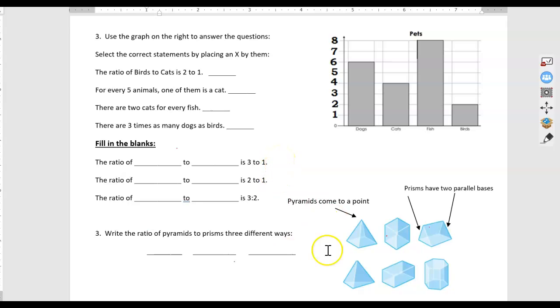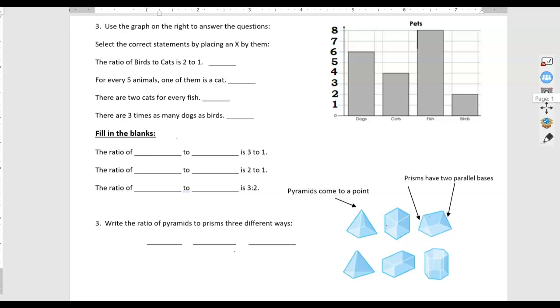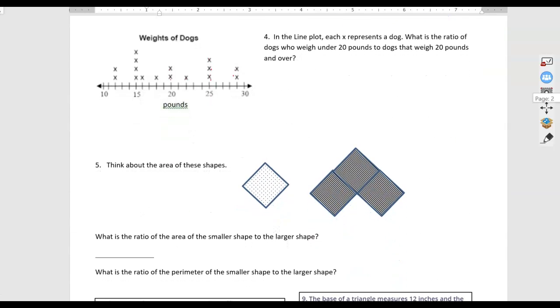3 to 1. We have pyramids here and prisms. Pyramids come to a point, so these 2 right here are pyramids, and then these 4 are prisms, and we're just writing some ratios. This time, write the same ratio. It's pyramids to prisms. You're just going to write it 3 different ways, with the ratio bar, with the colon, and with the word "to." So that's all that's asking us to do here.